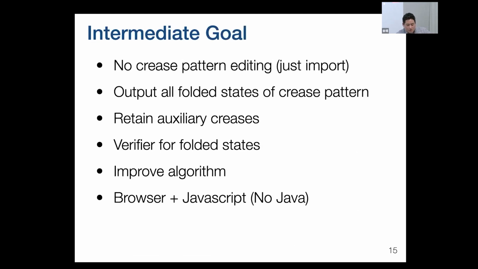And so the goal of Flat Folder is that we're not going to focus on crease pattern editing. We have good tools for editing crease patterns. What we want to be able to do is take in a crease pattern as input and then generate all the folded states of it or some subset therein, be able to retain auxiliary crease information in the folded states, be able to verify folded states on input, and try to improve the algorithm. And this was implemented in JavaScript in the browser, making it very easy to access this software.